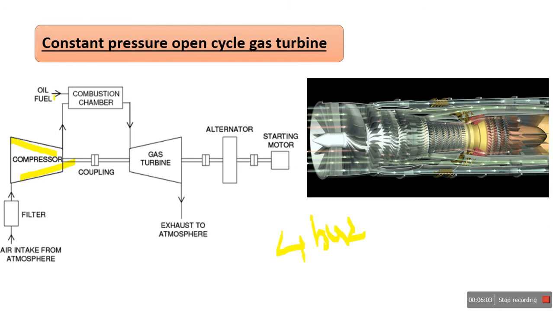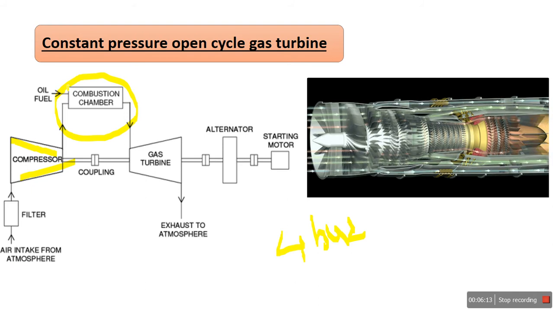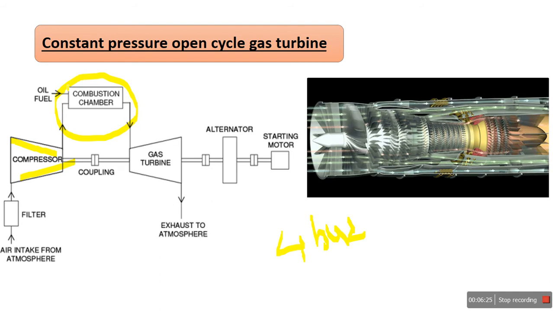Okay, that compressed air goes to the CC, where the combustion of fuel takes place, where fuel is sent externally via burners, and then after that there is a gas turbine. This cycle works on the principle of the Brayton cycle. Why is it called Brayton? Because the addition of heat takes place at constant pressure.